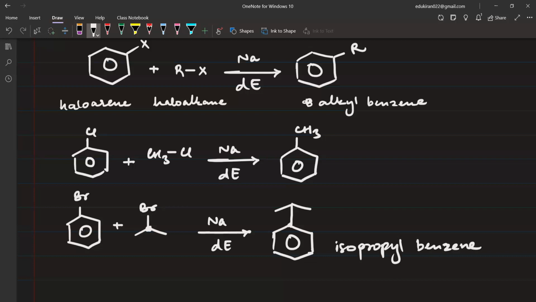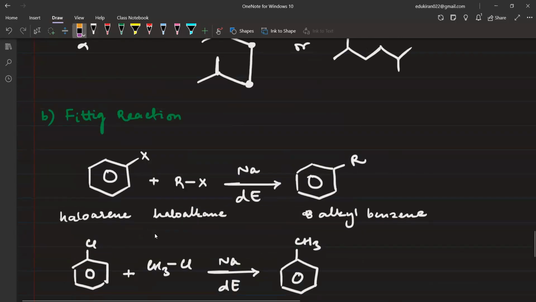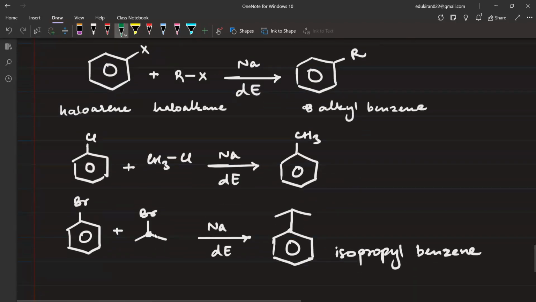I hope this is not very tough. It's a very easy reaction. Wait a second, guys, one second. Please write this as Wurtz-Fittig. My bad. I wrote Fittig reaction. Please write it as Wurtz-Fittig, then I will show the Fittig reaction. All of these are examples of Wurtz-Fittig.